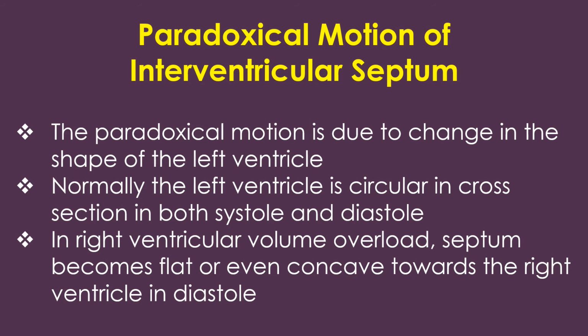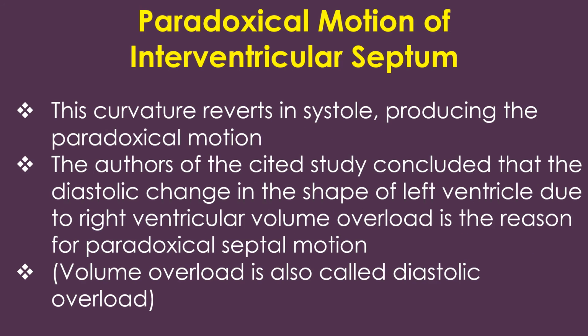Normally, the left ventricle is circular in cross-section in both systole and diastole. In right ventricular volume overload, septum becomes flat or even concave towards the right ventricle in diastole. This curvature reverts in systole, producing the paradoxical septal motion.